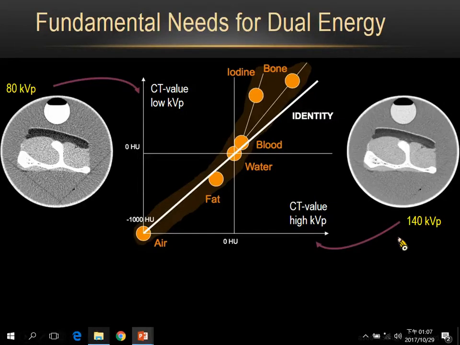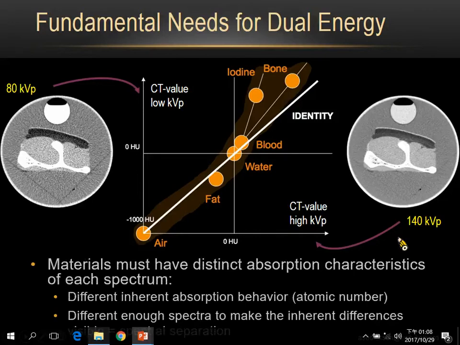On the other hand, iodine goes to higher Hounsfield units at low energy. Bone does the same sort of thing, but with a more shallow slope. Fat, I already showed you, ends up at lower Hounsfield units at low kV compared to high kV. And so you can see now that we might be able to differentiate these different materials if we can take advantage of these properties. So what do we need in order to do dual energy CT?